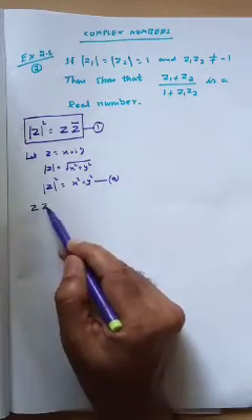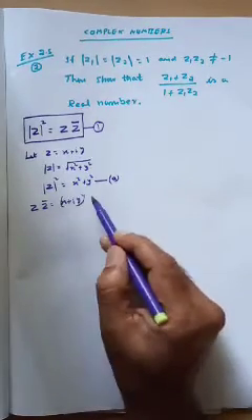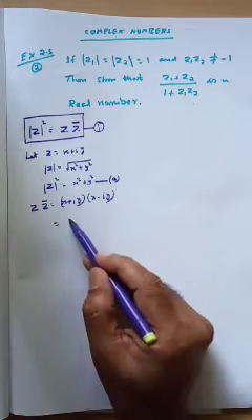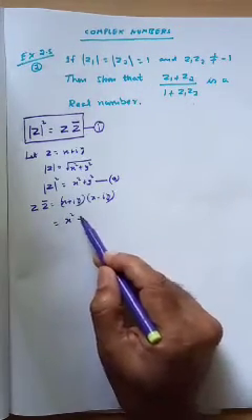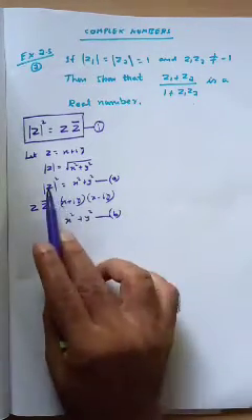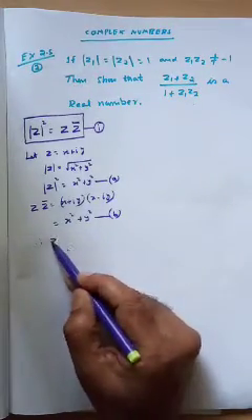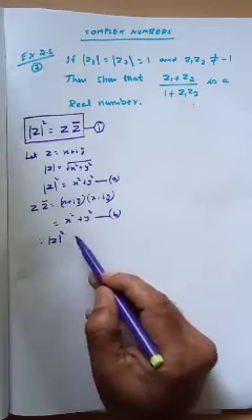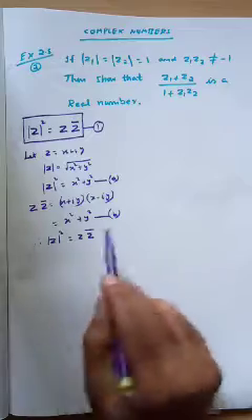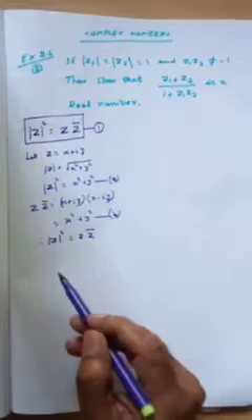What is Z into Z bar? Z is x plus iy and Z bar is x minus iy. If you multiply this, you will get again x square plus y square. Let us name it as equation B. Note that equation A and equation B are equal. So we can conclude that Z modulus whole square is equivalent to Z into Z bar. This is one important property of the complex number.